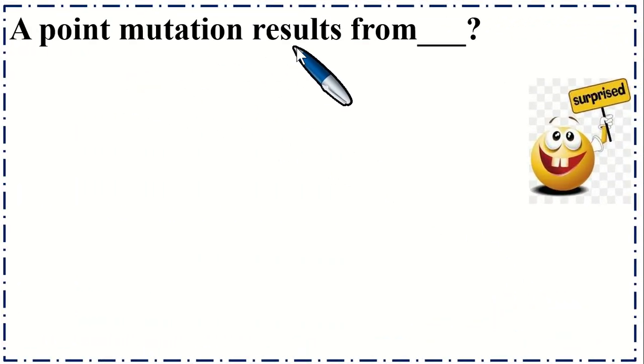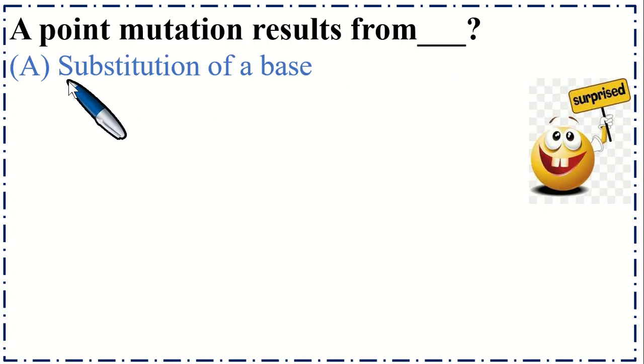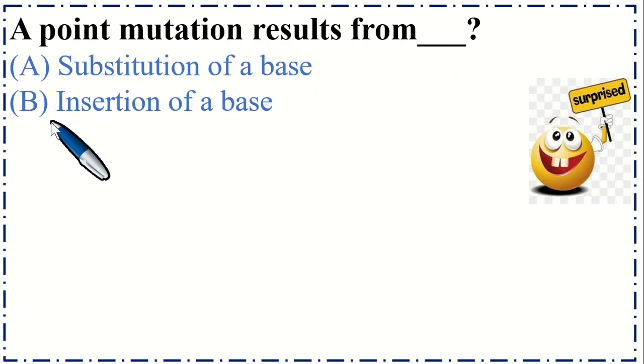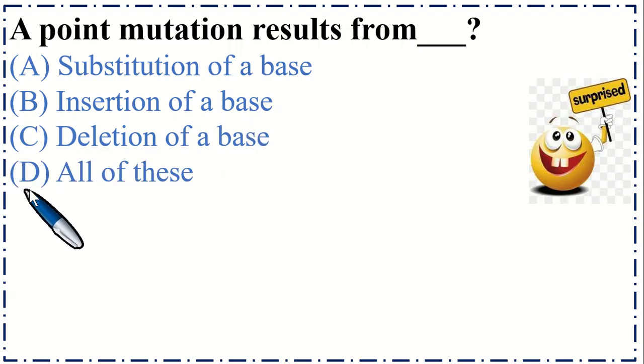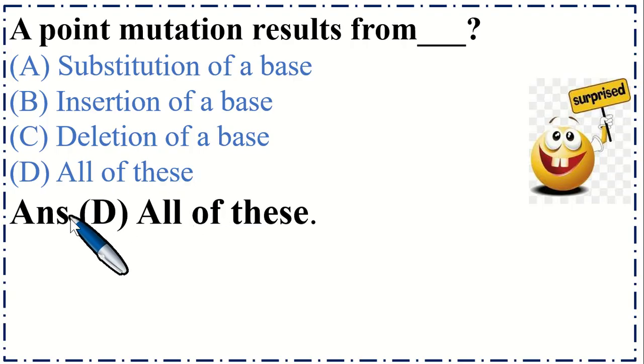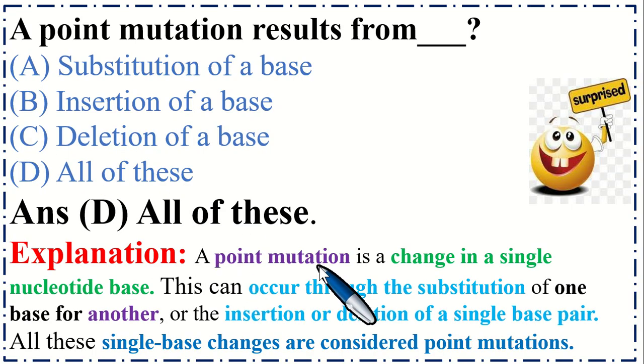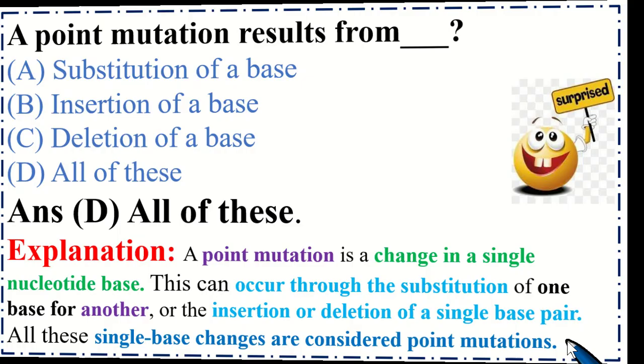A point mutation results from dash. Option A, substitution of a base, B, insertion of a base, C, deletion of a base, and option D, all of these. So the correct option is D, all of these. A point mutation is a change in a single nucleotide base. This can occur through the substitution of one base for another, or the insertion or deletion of a single base pair. All these single base changes are considered point mutations.